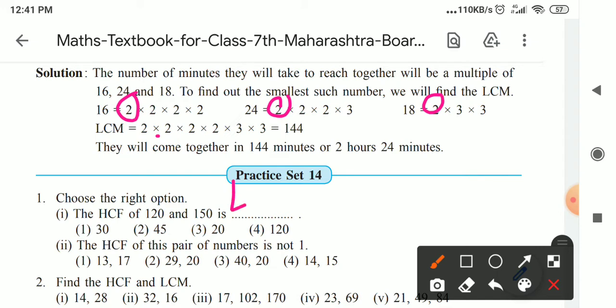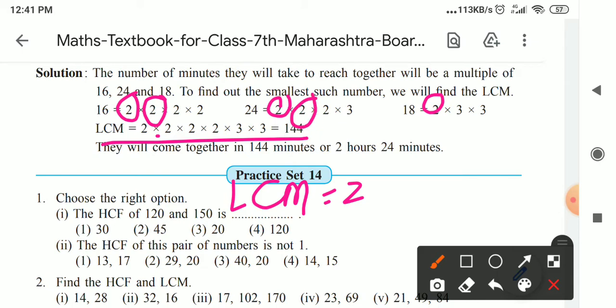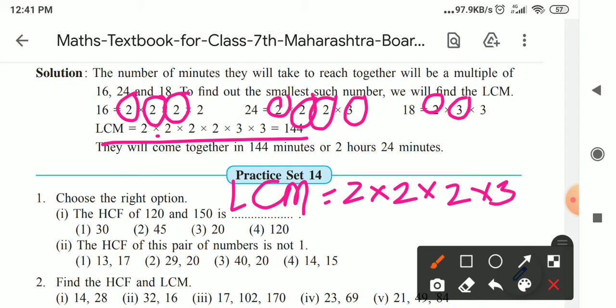LCM is equal to, this step I will show you here. LCM is equal to 2. Then 2 is present, but another 2 inside also came, so we take that here. Then again here it came 2, so that also we take, 2. Now 3 is common in these, so into 3. And the remaining terms: into 2 and into 3. If you do the multiplication, 2 2s are 4, 4 2s are 8, 8 3s are 24, 24 2s are 48, 48 3s are 144.